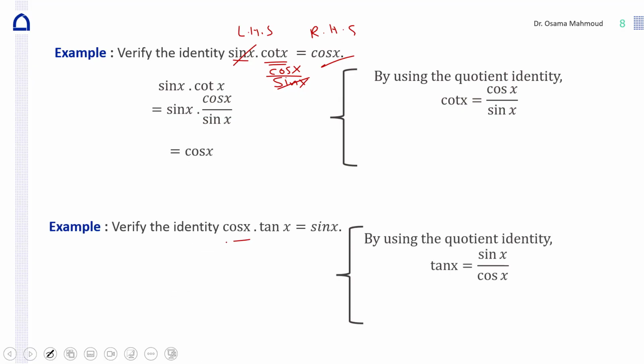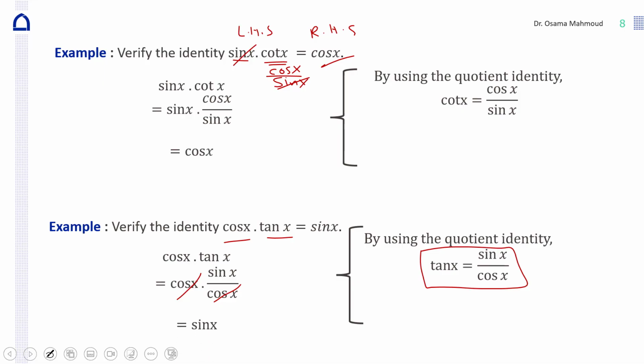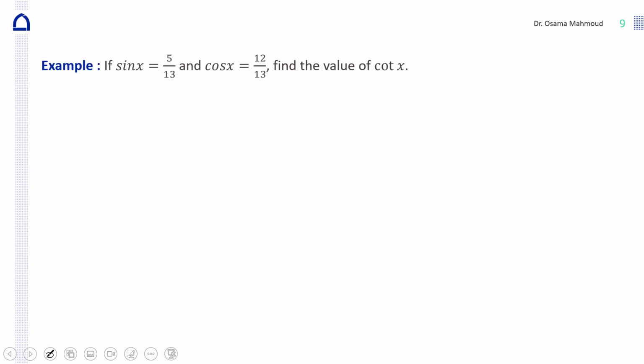Now, also, leave cosine x because it's basic. What is the tan? Tan is sine x over cosine x, right? So when I substitute this one from the formula sheet, I cancel out this one, I end up with cosine x, which is the left-hand side. So you start from the right-hand side, simplify it up to the formula, okay, and then you end up with the left-hand side. So this is how to verify any identities.